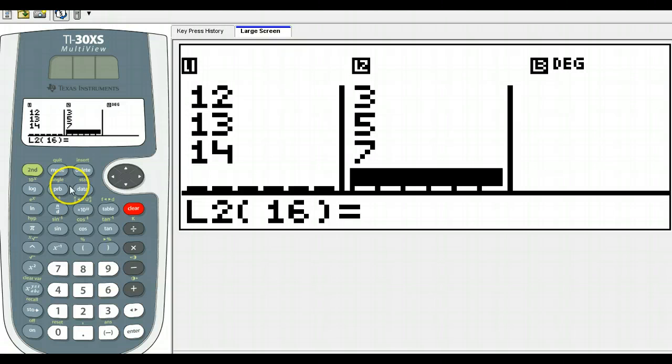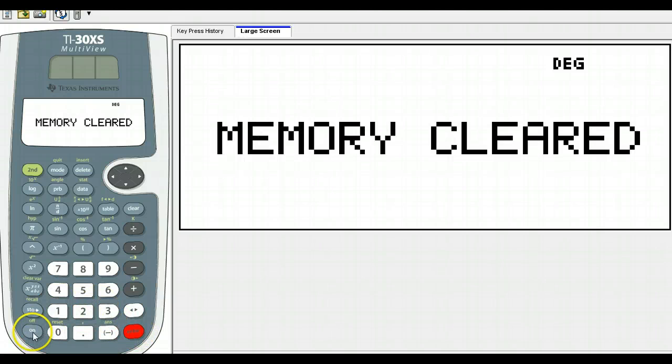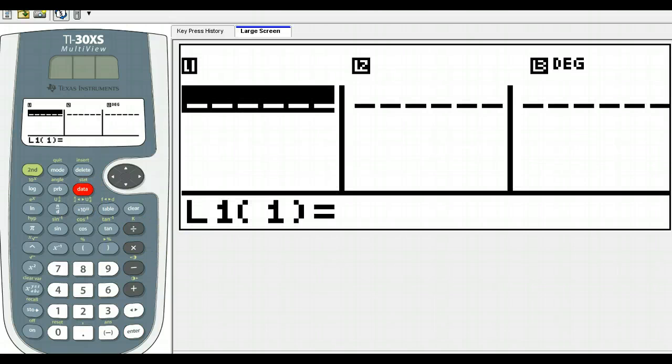Here's my TI-30. It has stuff in it. I would reset the calculator if I were you. You can reset your calculator by hitting the on button and the clear button at the same time. It should say memory cleared. Hit your data button and we will begin.